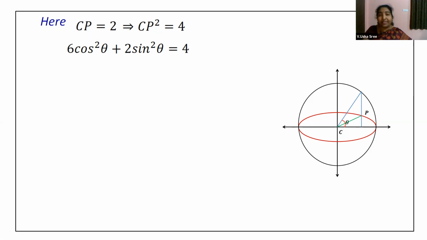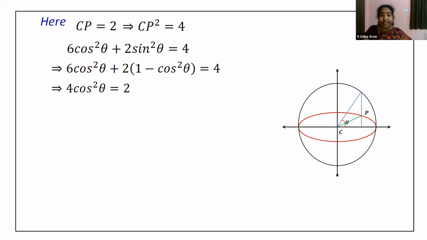Now sin square theta, we will replace it as 1 minus cos square theta by making use of the trigonometric identity. Why are we doing so? Because if you have one single variable, we can always calculate the value of theta comfortably, right? So we have 6 cos square theta minus 2 cos square theta, which is nothing but 4 cos square theta. You have 2 here and 4 there, get this 2 to this side. 4 minus 2 gives you 2. So we can say 4 cos square theta equal to 2.